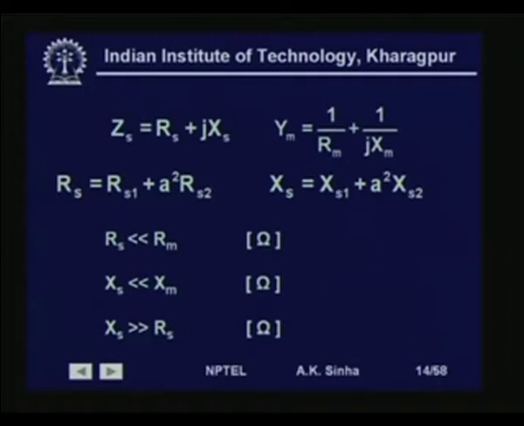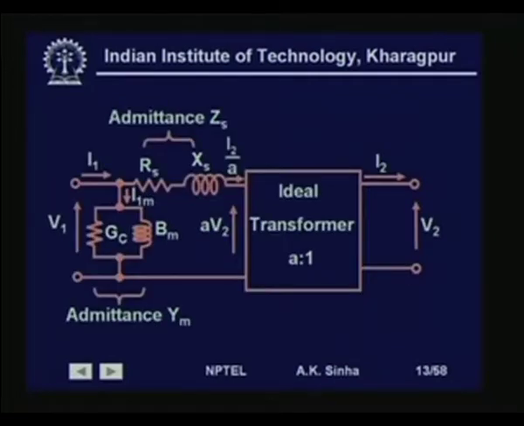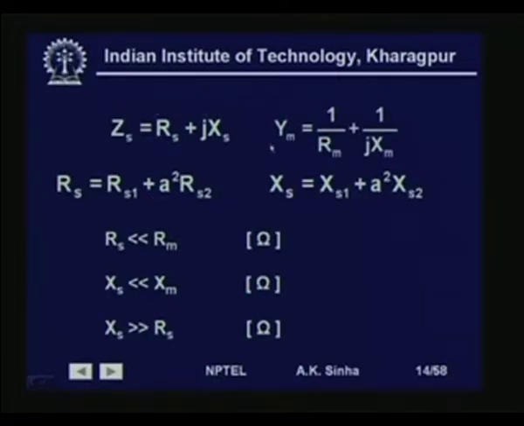Now, in this case, as we see, the series impedance ZS is going to be RS plus jXS, and the shunt admittance is GC minus jBM. So, here we have the admittance part as GC minus jBM, which is 1 by Rm plus 1 by jXM.